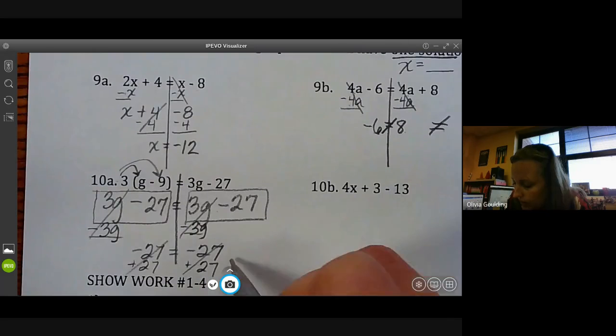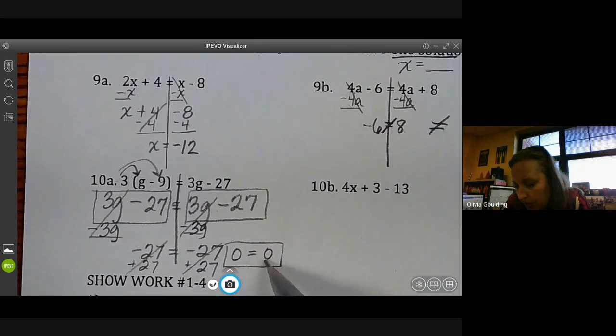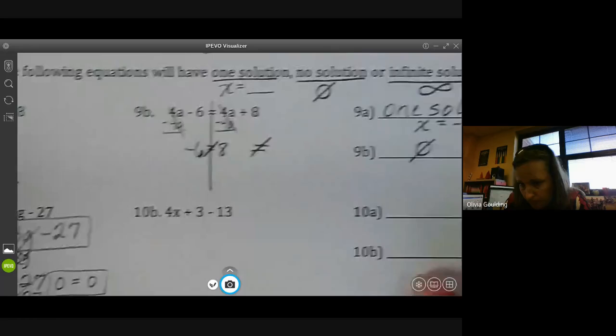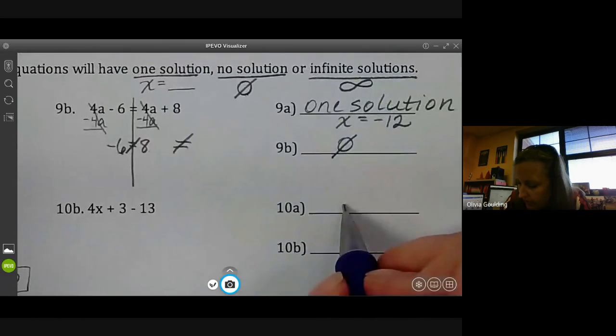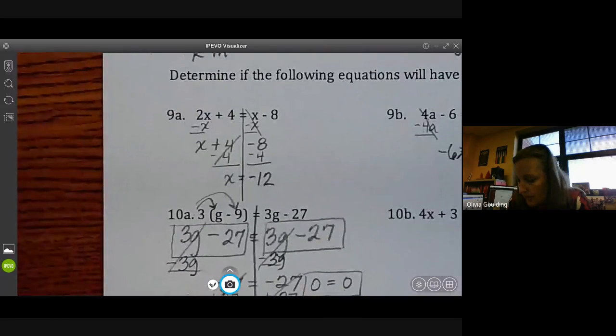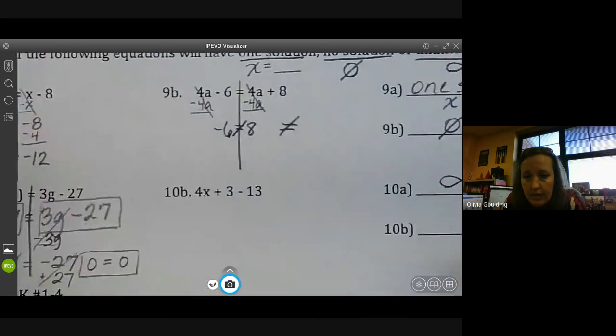Additive inverses make 0, so I end up with 0 is equal to 0. If you work these out all the way down and you get 0 is equal to 0, which is a true statement, you know that you have infinite solutions. So for 10a, I have infinite solutions. And again, I didn't have to work it all the way out. Once I see that I have two expressions, this one and this one, that are exactly the same, I can stop because I know that that's infinite solutions.